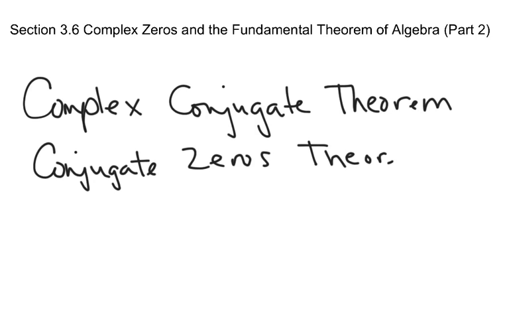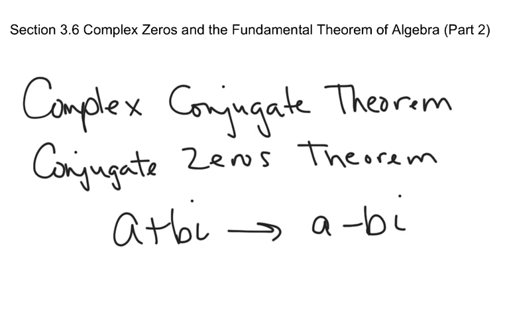But either way, it basically says that if a plus bi is a root of a polynomial, so is a minus bi. It will always happen that way. Imaginary roots will always come in complex pairs. You cannot have one imaginary root without its complex conjugate also being a root.